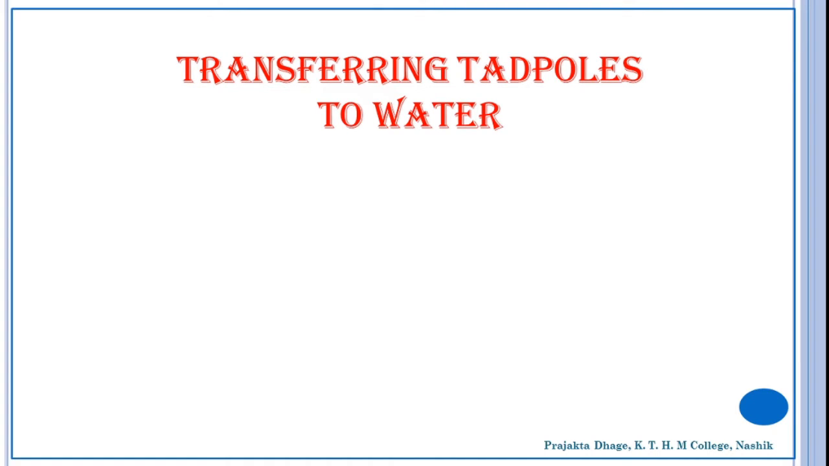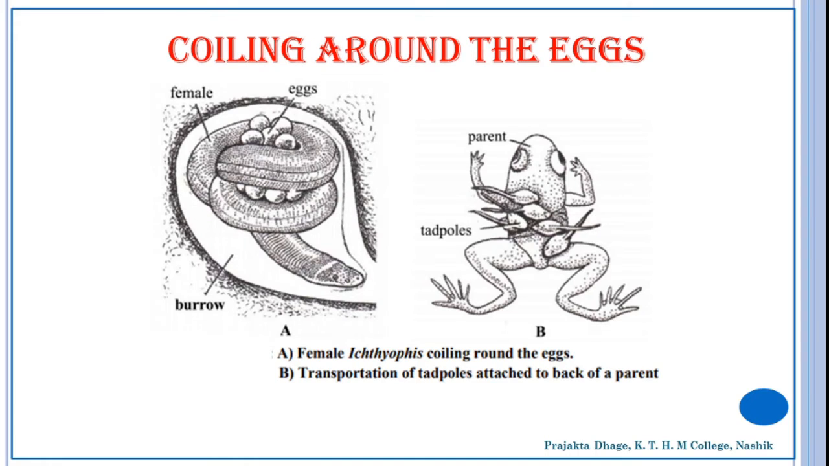Transferring of tadpoles to the water. What happens here is that in some species of small frog, eggs are laid on the ground. After hatching, the tadpoles get attached to the back of one of the parents by means of a sucker-like mouth and flattened abdomen. Here in this diagram you can see this. This diagram of the frog, transportation of tadpoles attached to the back of the parent, is the best example of transferring tadpoles to the water.